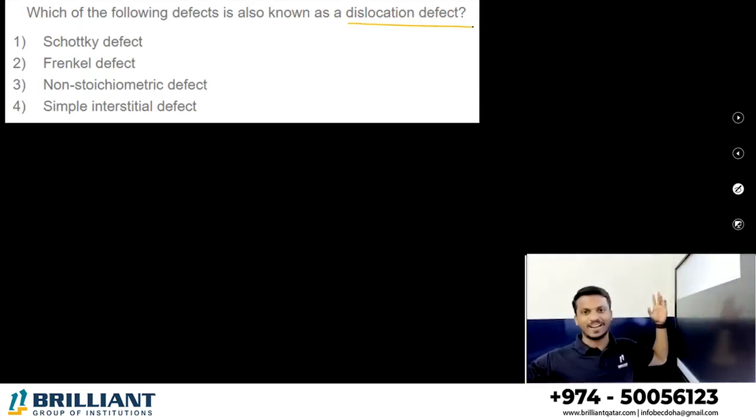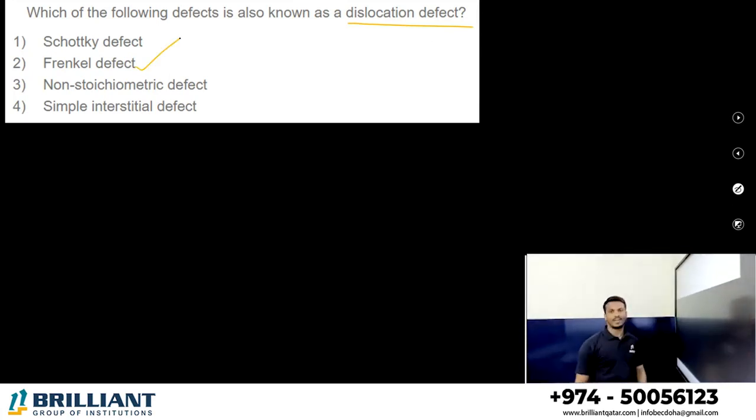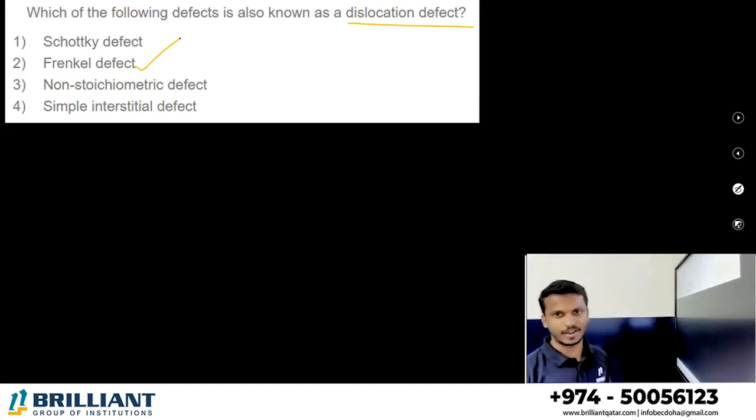Next. Which of the following defect is also known as dislocation defect? Very simple question, right? Dislocation defect is the other name of Frenkel defect. In Frenkel defect, the small ion is dislocating and it is occupying in the void. That is called dislocation defect or Frenkel defect.